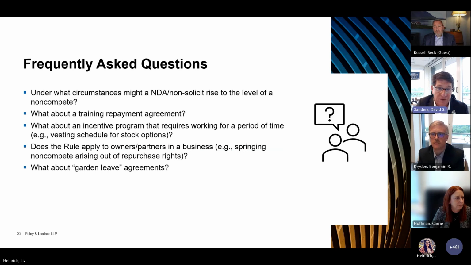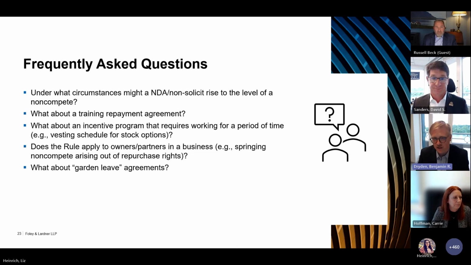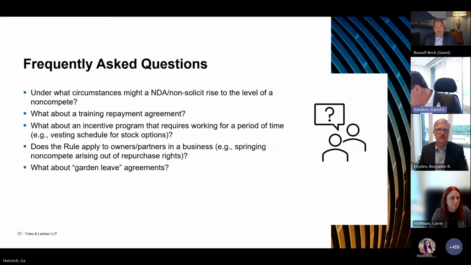Before we move on to the next slides, do any of our panelists have any comments on the other things in this list, or should we just go ahead in the interest of time? I would just say on this one about, does the rule apply to owners or partners in a business? It's an issue I'm still struggling with, and I think you can point to language in the rulemaking that goes both ways on this. I don't think there's a clear answer. It's a tough one. All right, so I'm going to go ahead and throw it to the next slide, and Ben.